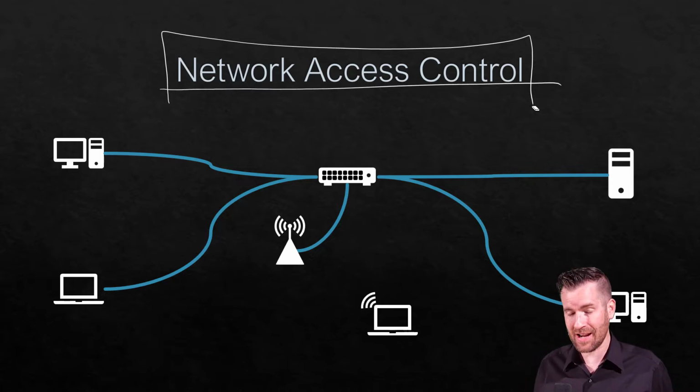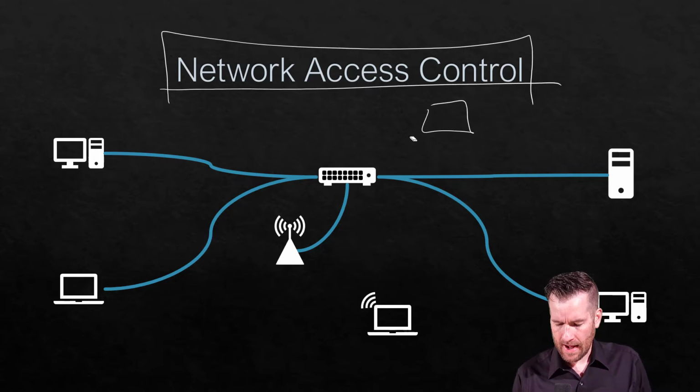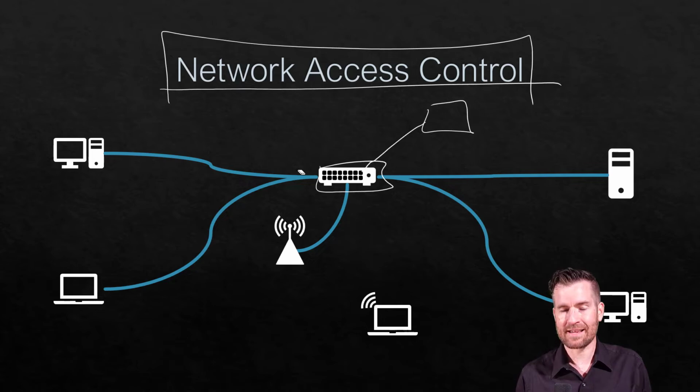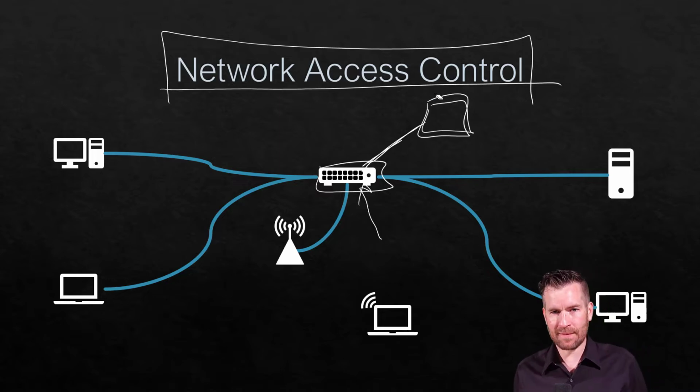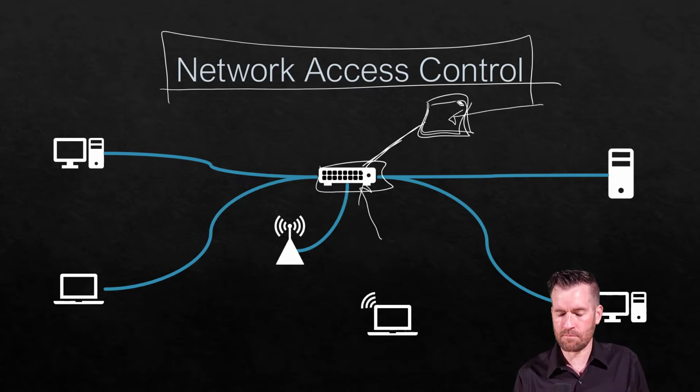Just like the name suggests. So what does that mean though? If I have a computer and I'm going to plug it into this network right here, this switch doesn't automatically just allow this computer to have access to everything. Perhaps it goes through some sort of check. Perhaps it's a verification of what computer this is, or maybe it's a verification of what user is using this computer before it allows on the network.